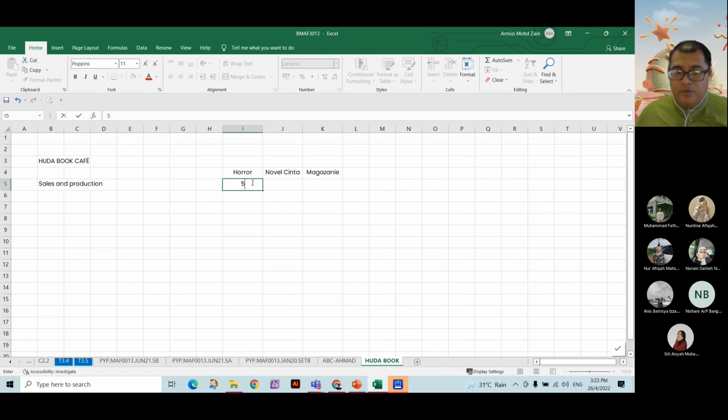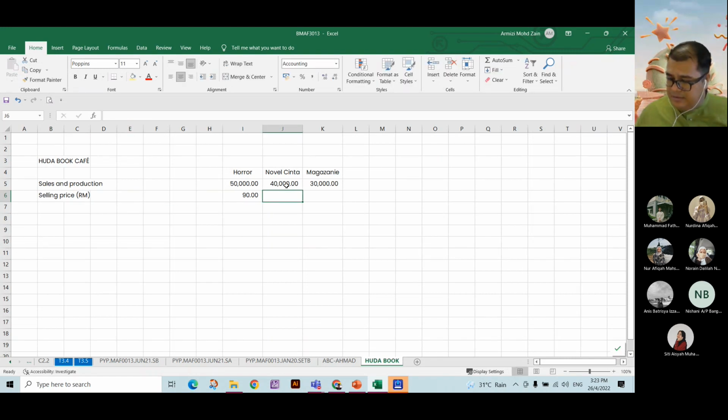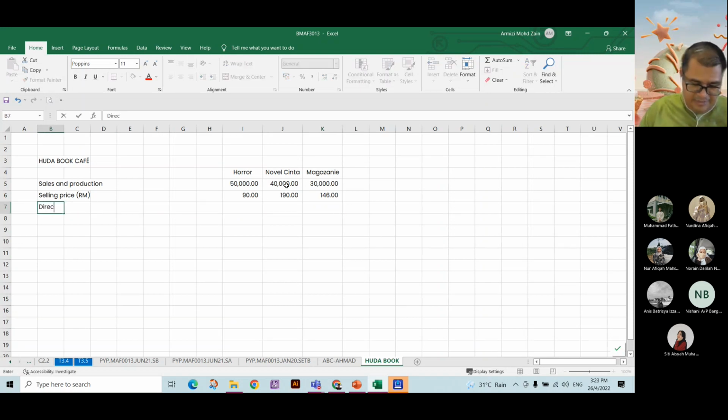Kuantiti dia ialah 50,000. Dia jual untuk tahun tu. Kita consider lah, contohnya untuk tahun tu, 50,000, 40,000 unit, 30,000 unit. Ini dia punya production dengan dia punya unit dia. Selling price untuk each tu selling price dia RM90, RM190, RM146. Okay.